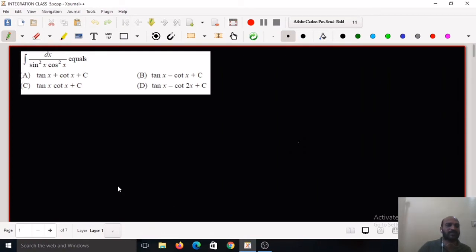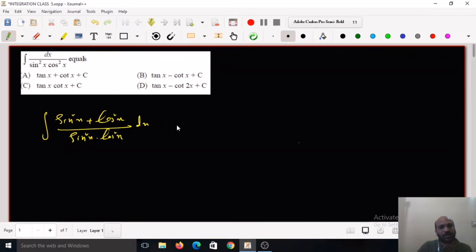Okay, consider the first question, that is integration of dx by sine square x into cos square x. By using a trigonometric identity, you can split this into two standard functions. So 1 we can represent as sine square x plus cos square x, and then the denominator is sine square x into cos square x. Now we can split it into two functions.